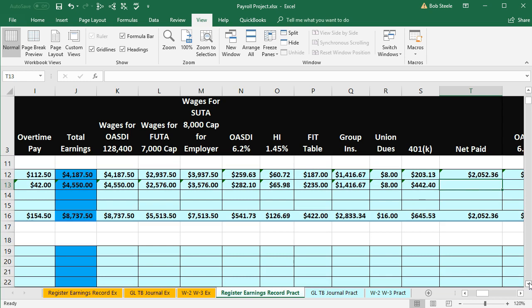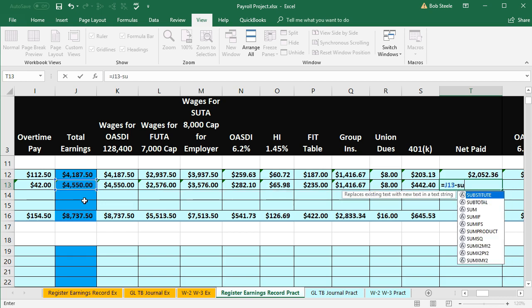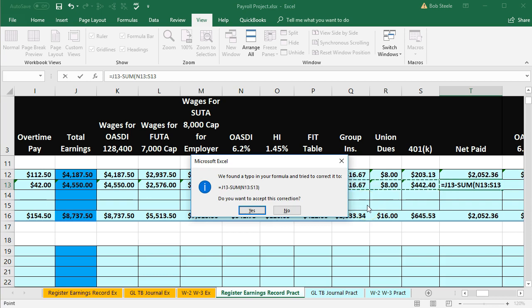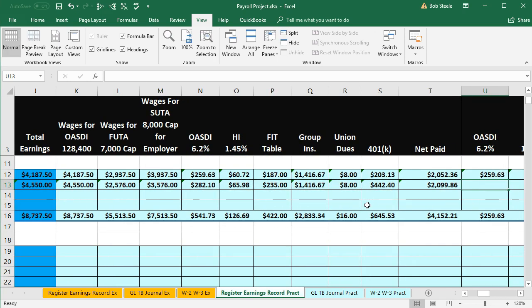Then we're going to do the net pay, which is going to be the total earnings minus all the deductions and taxes. So this equals the 4,550 minus the sum, double-clicking the sum function, highlighting the OASDI to the 401k tab. It's going to close up. That's good. So there's our net pay.